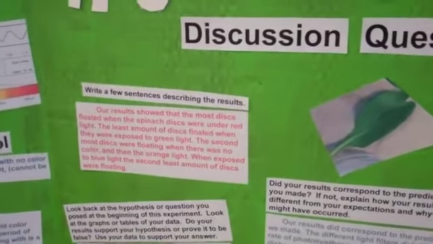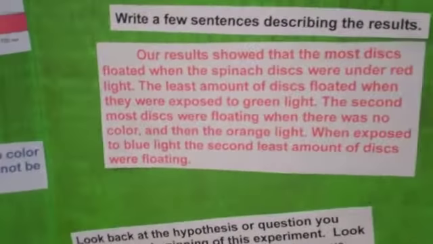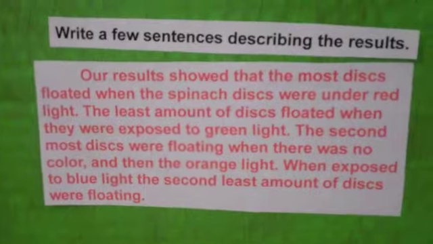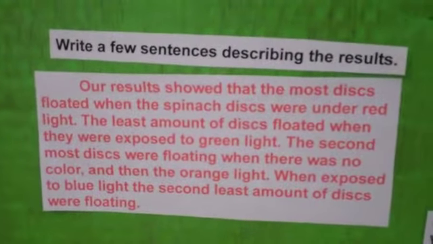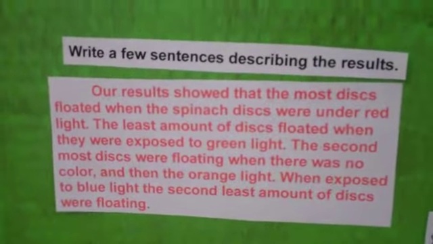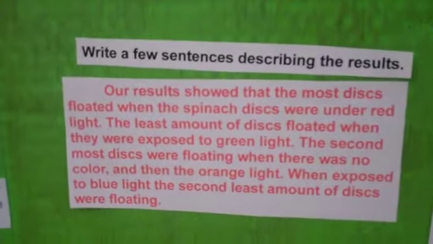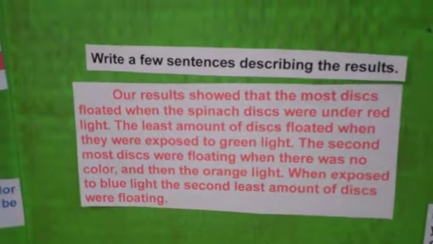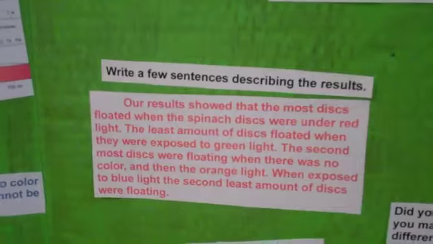Our results showed that the most discs floated when the spinach discs were under red light. The least amount of discs floated when they were exposed to green light. The second most discs were floating when there was no color and then the orange light. When exposed to blue light, the second least amount of discs were floating.